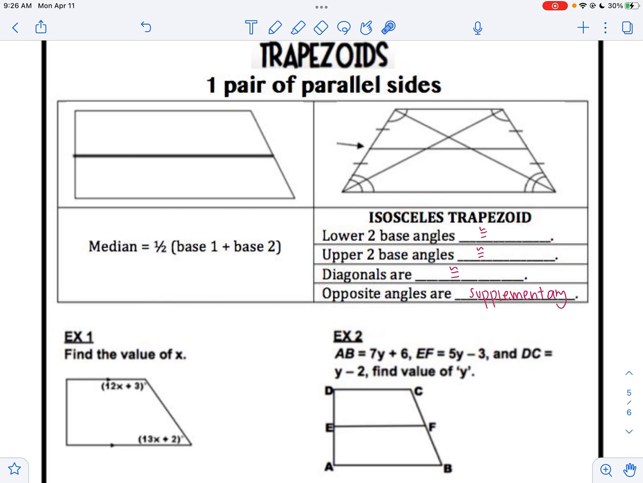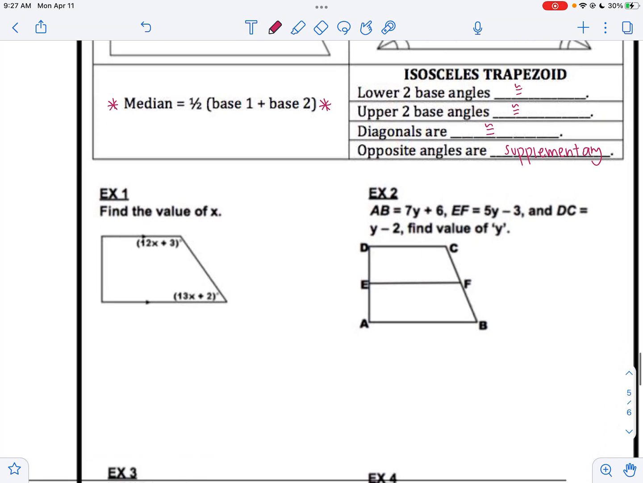So the other thing that we haven't talked about yet is medians, sometimes called mid-segments of a trapezoid, and that's just taking the average of the bases to find that middle. This is a formula right here that you might want to copy over to your colored paper just so you have access to it.